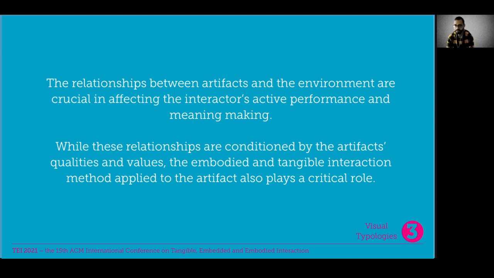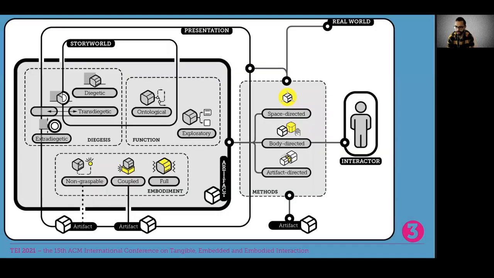Now, the relationship between artifacts and the environment is crucial in the way people perform and understand the narrative and the story. And so while these relationships are conditioned by artifacts and the qualities that we described in the previous slides, the embodied and tangible interaction method applied to an artifact also has a critical role. And so how do we describe those methods?